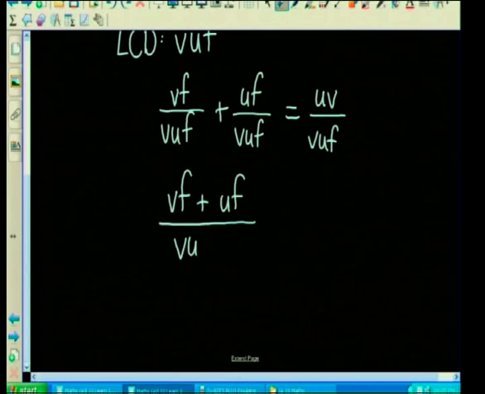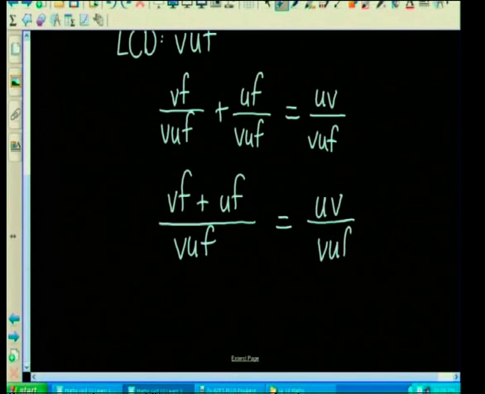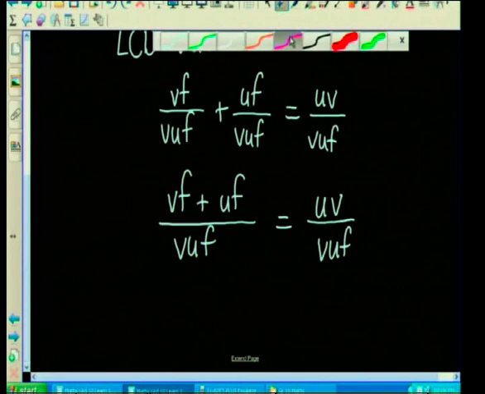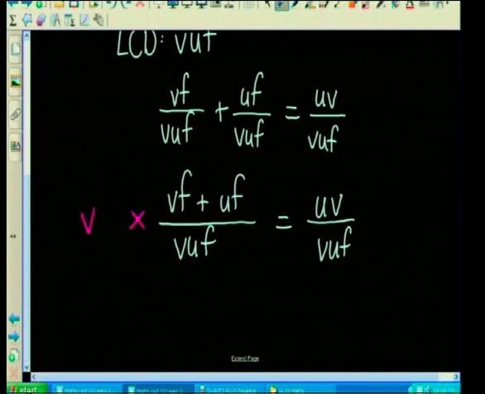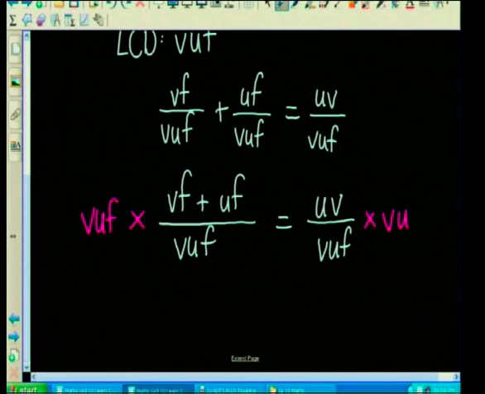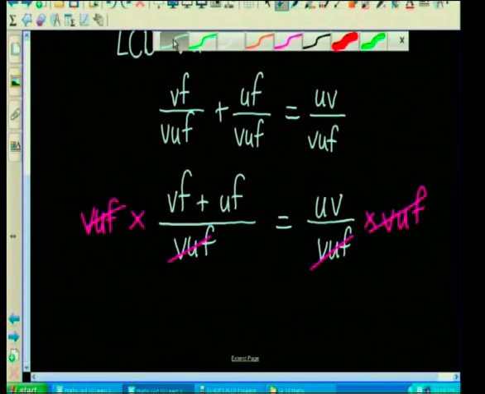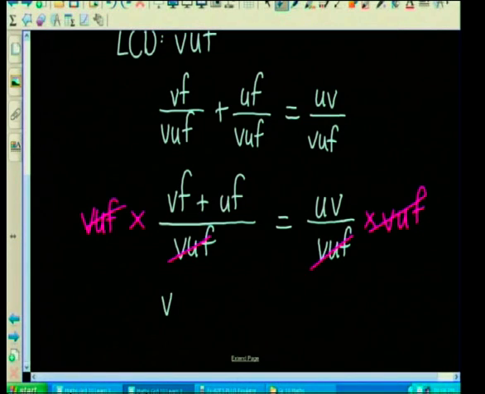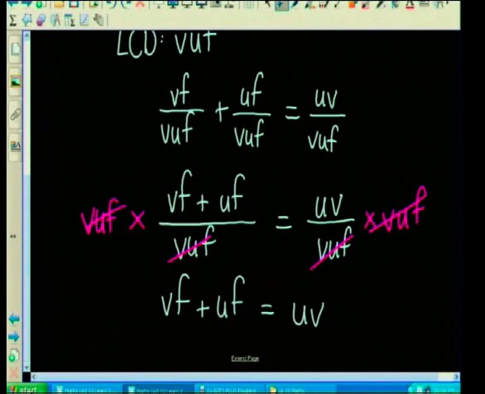Over vuf, and it's equal to uv. How do I get rid of the denominator on both sides? I'm going to multiply by the same number on both sides, which just happens to be the same value as the denominator. Of course, you don't have to show these calculations, but I'm doing it for your benefit. And now we have vf plus uf is equal to uv.